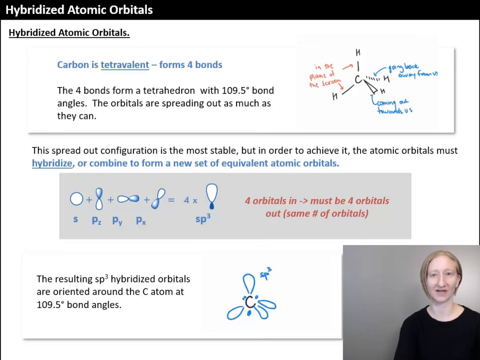All 4 lobes are identical, and they're oriented at 109.5 degrees from one another. And even in our balloon model, we can think of the ties of the balloons as the smaller non-bonding lobes of the orbital.